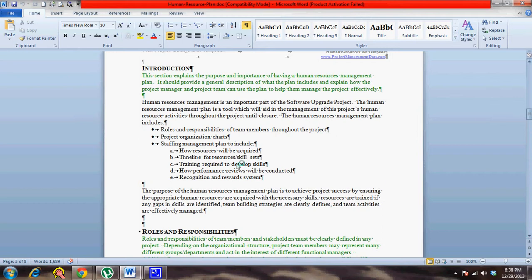Then you have the staffing management plan that will include how resources will be acquired, timeline for resources or skill sets, training required to develop skills, how performance review will be conducted, recognition and reward system. So if you see, each of these will map to the processes in the PMBOK. The training required is about developing the project team. The initial two are more related to acquire project team.